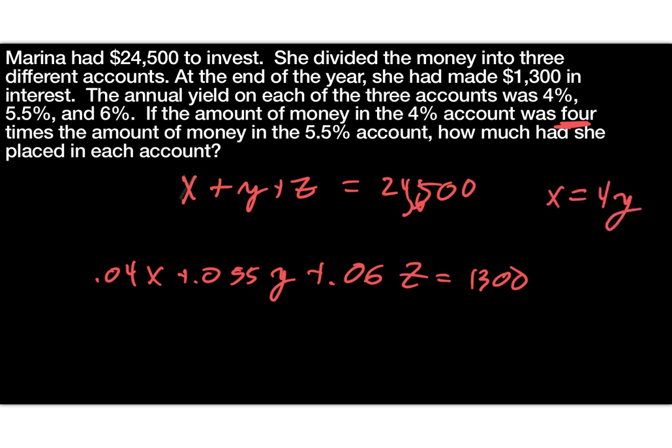We used substitution. Put that in here for x, in here for x. So then we only had y and z, because once I replaced the x's with the 4y, I now only have 2 equations and 2 variables. And then we solved this yesterday.